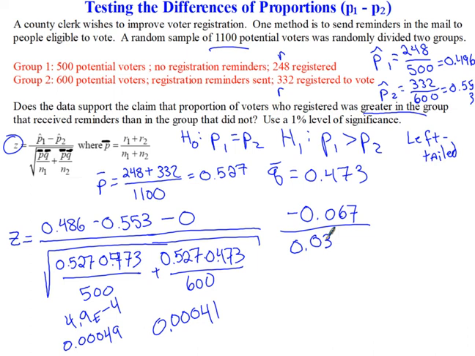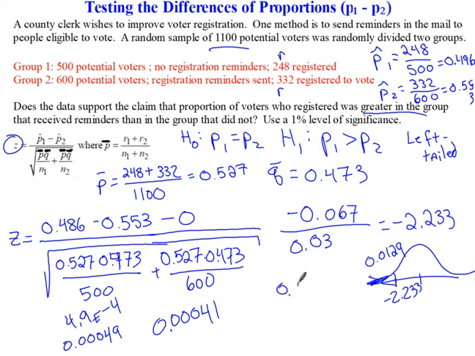So negative 0.067 divided by 0.03. Okay, I get a negative 2.233. Remember, it's a z-score, so I'm going to look up negative 2.233, and I could just take that area right there. That's going to be my p-value. So negative 2.233 is 0.0129.